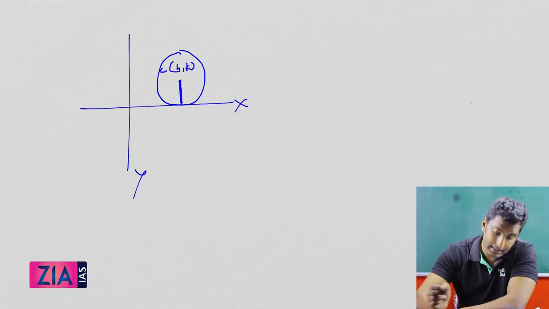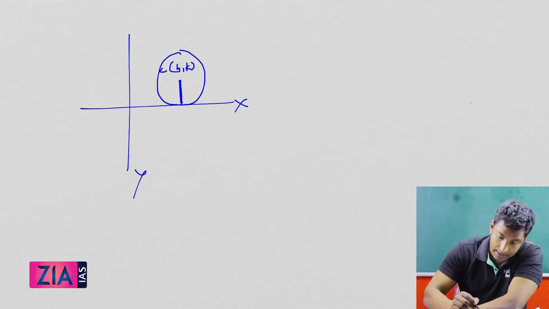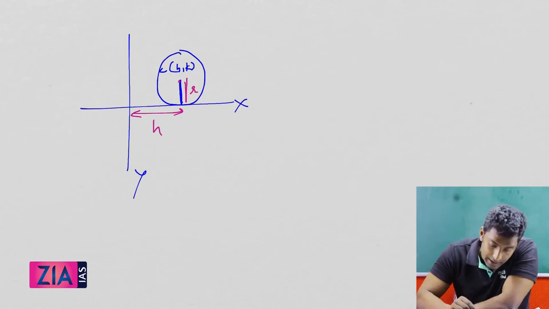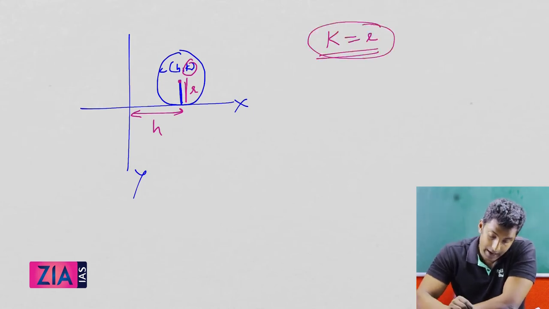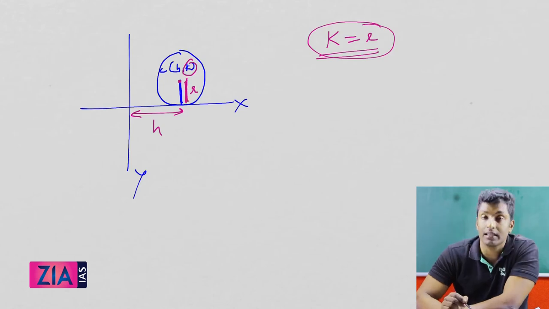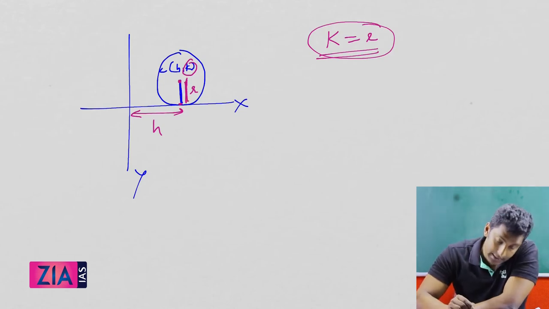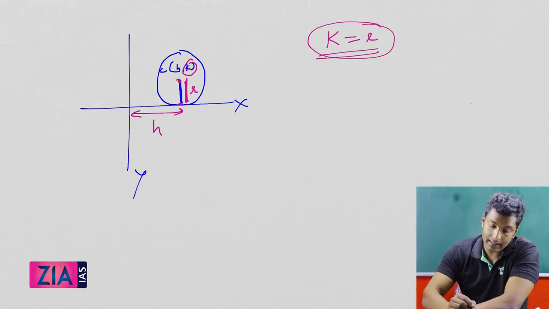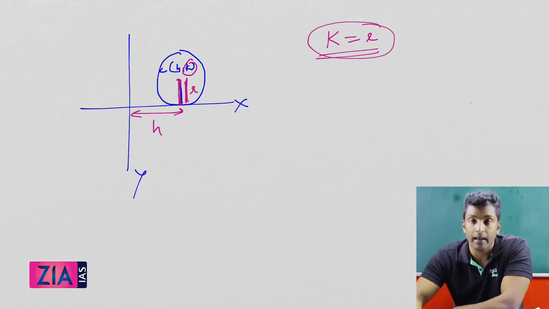Now if the x-axis is a tangent, can you tell me what is this distance? This distance is clearly h. And what is this distance? This distance is clearly your radius, because this is your center. So k is equal to r here. Why is k equal to r? Because you can see this distance is nothing but your radius. This is the circle touching the x-axis and this is the center. So from the center to the x-axis, the distance is actually your radius only, and that is your y coordinate, that is your k. So k equal to r.